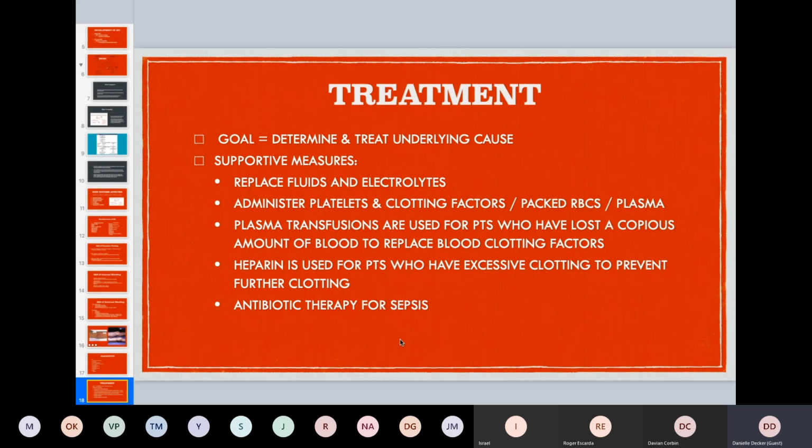So for the treatment, am I going into someone else's, or is this my slide? Okay, it's fine. Oops, sorry.